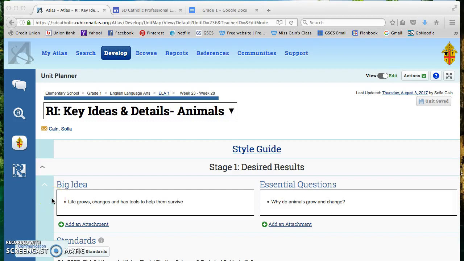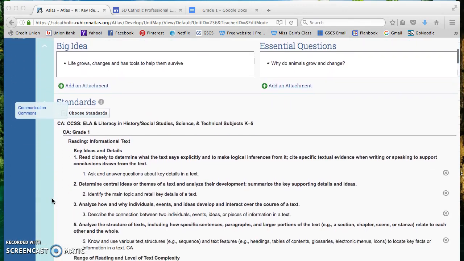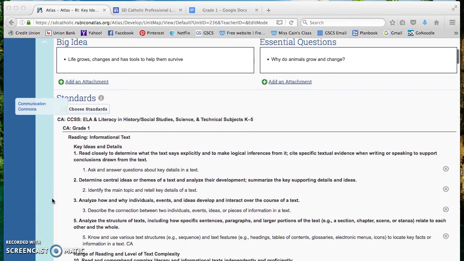Hello everyone. Today I'm going to be talking to you about how I plan my unit, RI, Key Ideas and Details, Animals. So the very first thing I did to start my unit was pick the main standards that I was going to be focusing on in this unit, and that would be reading informational text, Key Ideas and Details Standards 1, 2, and 3.